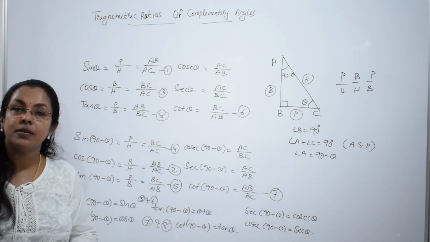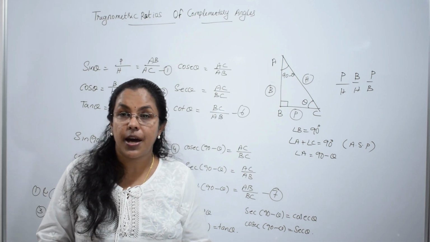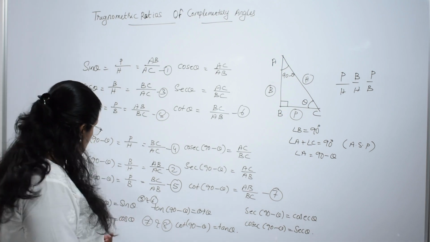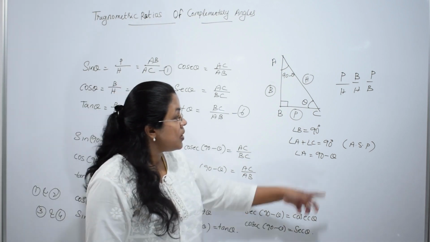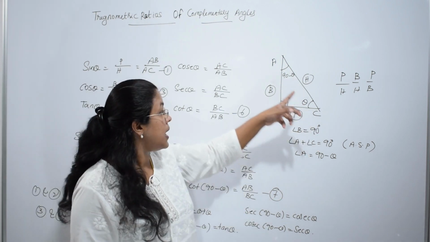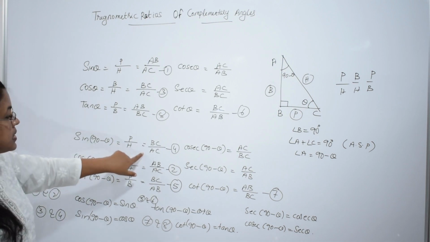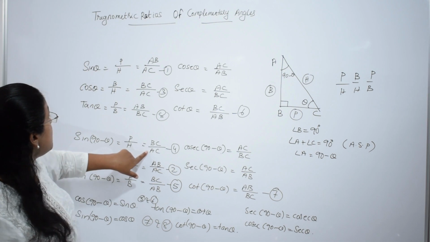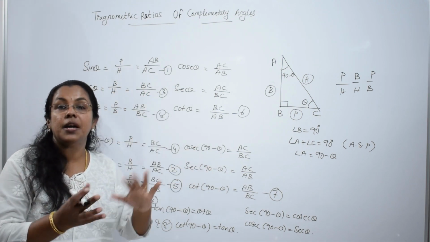Is it clear? These are the trigonometric ratios of complementary angles. Sin(90° − θ) is cos θ. Cos(90° − θ) is sin θ. Why is it so? Because sin(90° − θ) is BC upon AC, which is the same as cos θ. In this way, they are related.